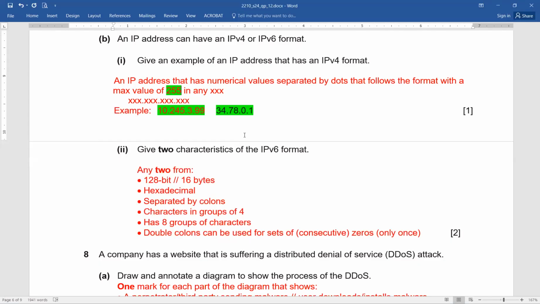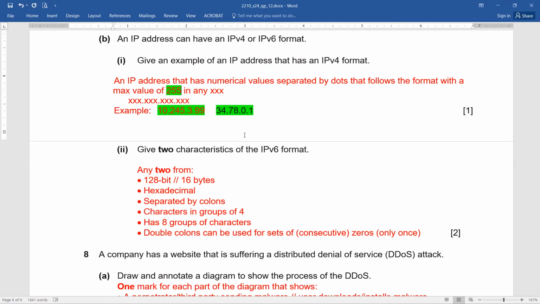It has characters in groups of 4. It has 8 groups of characters. And double colons can be used for sets of consecutive zeros. Actually, this is zero compression. So if any student had written it, it is accepted as a valid answer also, because sometimes students learn a number of things by reading, and we have discussed this in the class also. And this was zero compression.